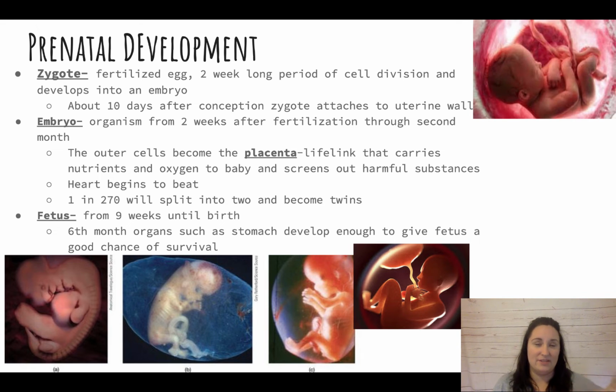And so about day 10, when it's still a zygote, it will attach to the uterine wall, and it's kind of going to hang around, and the embryo is when you start to get the development of important organs. They're nowhere near ready to sustain life yet, but they are starting to be created. The heart begins to beat. 1 in 270 embryos will split, meaning they will become identical twins because that's 1 egg, 1 sperm, right? And they're splitting. And 9 weeks until birth, it is now called a fetus. And around the 6-month stage is when you have certain organs, such as the stomach, developing enough that they can sustain life outside of the womb.